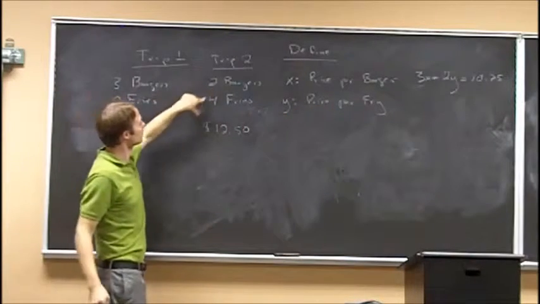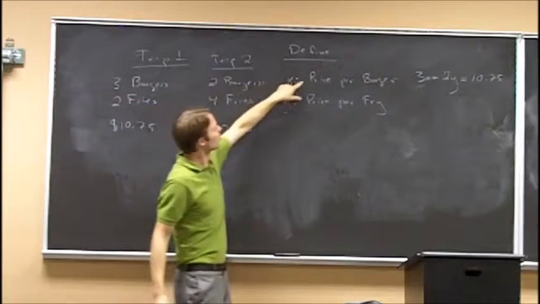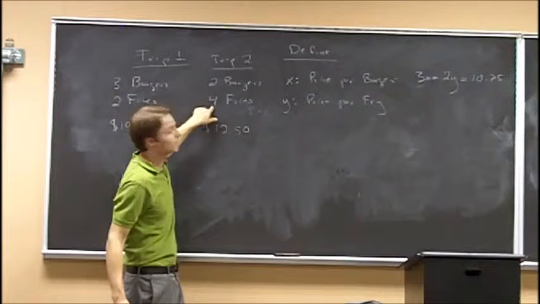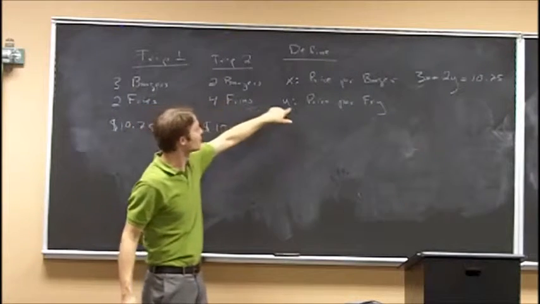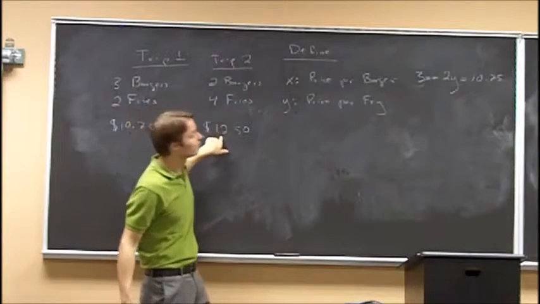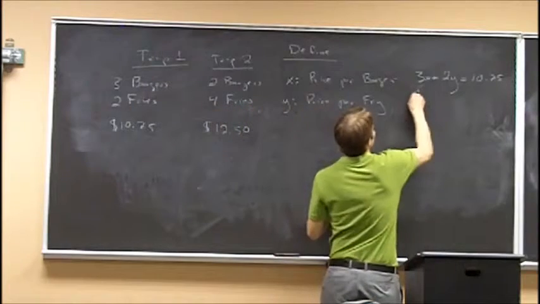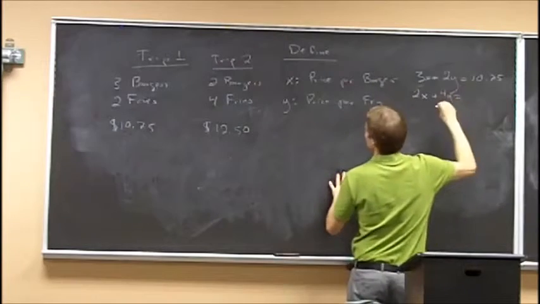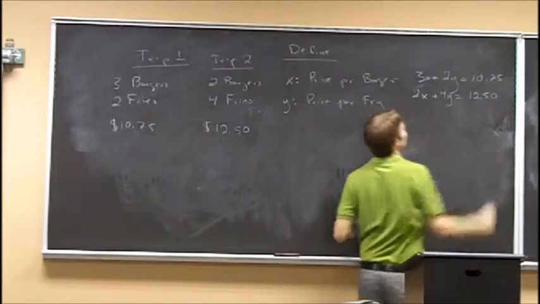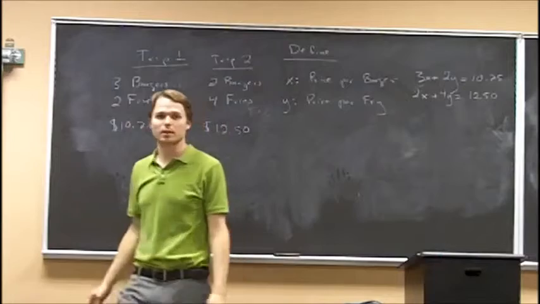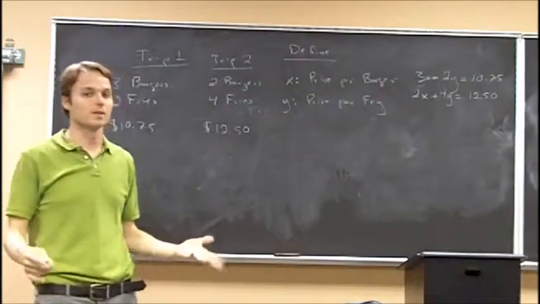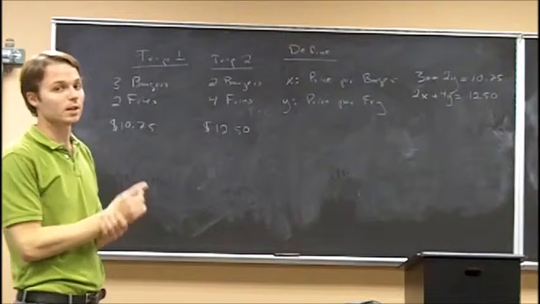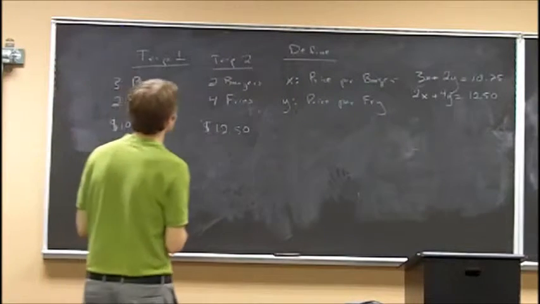Likewise here, if I bought 2 burgers and 4 fries, the number of burgers times the price per burger, so 2 times x, plus the number of fries times the price per fry, 4 times y, should come out to be $12.50. So that gives me my second equation: 2x plus 4y is equal to $12.50. This is probably the most complicated part in terms of what we have to think about, because the rest of this is just solving this system of equations like we've been doing in the previous problems.